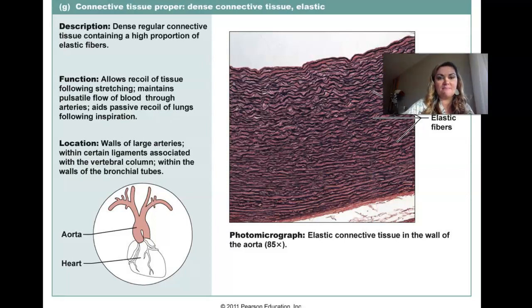It's going to aid in passive recoil of the lungs following inspiration, which means breathing in, and expiration is breathing out. And so where you'll find this, you're going to find this in places under a lot of pressure and places that have to be able to stretch and then come back in. And so you have that in the aorta, which is your largest and main artery of the body, and you'll have it in the lung tissue. You can also find this associated with the vertebral column and within the walls of the bronchial tubes.